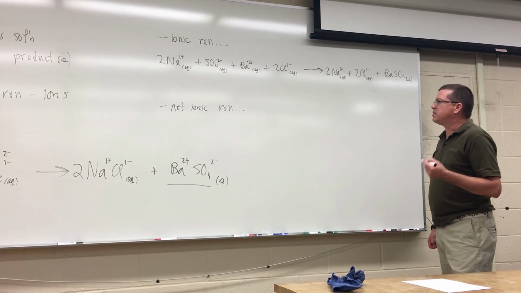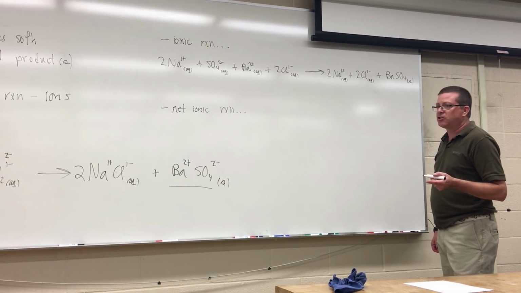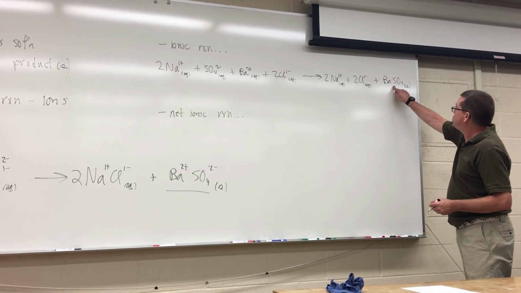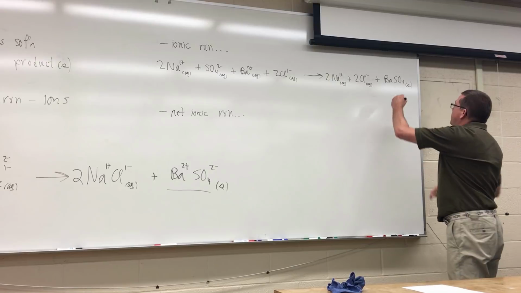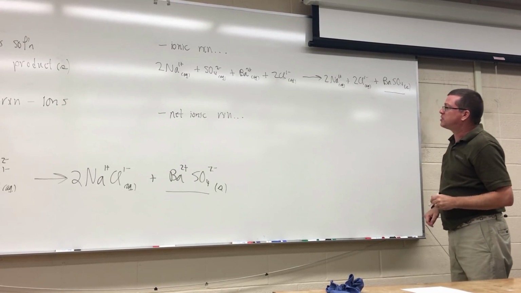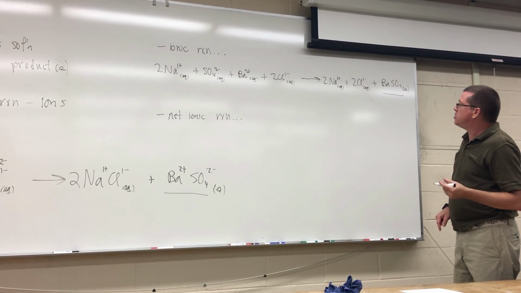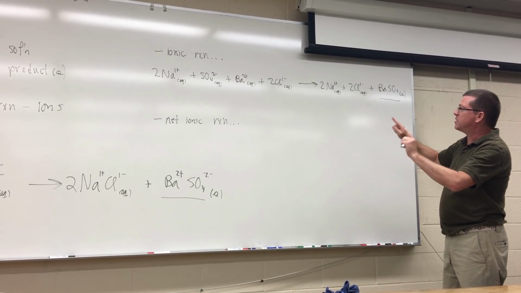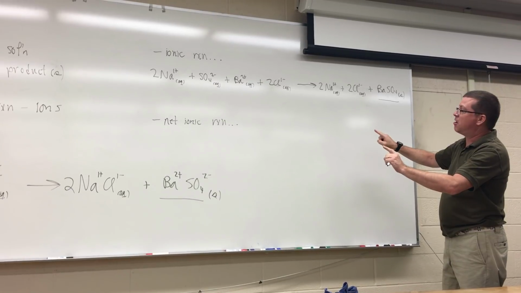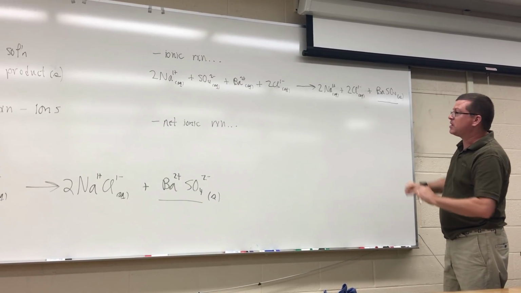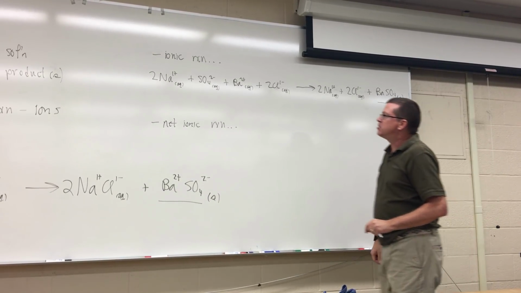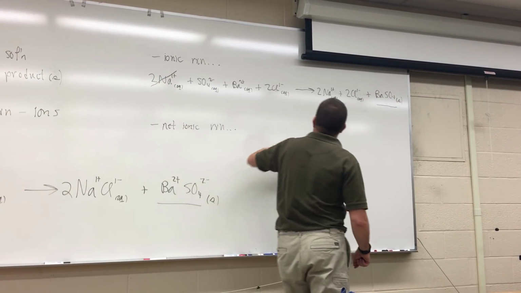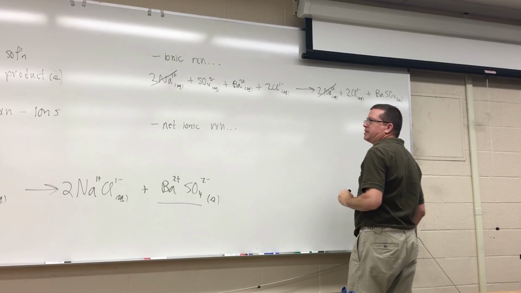So as a result, what I can do is generate the net ionic reaction, which basically shows me just the part that matters, which is the formation of the solid, the barium sulfate here. So I'm going to focus on just that one part. What I do is I look up here in my ionic equation, and I look for things that are exactly the same on both sides of the arrow. And if they're exactly the same, I'm going to cancel them out. Okay? So notice, for example, I have 2 sodium ions on the left. I can cancel that with the 2 sodium ions on the right.